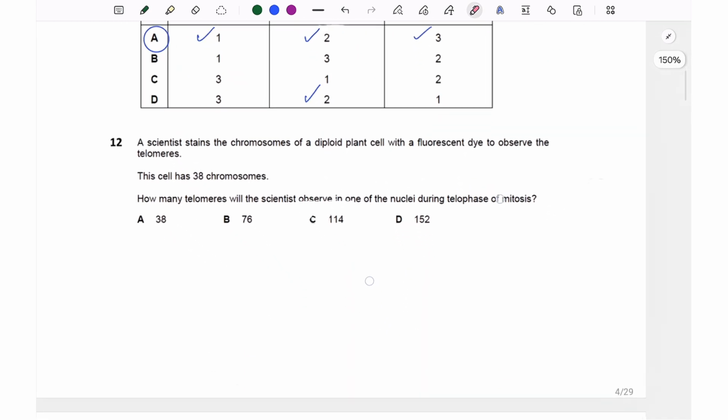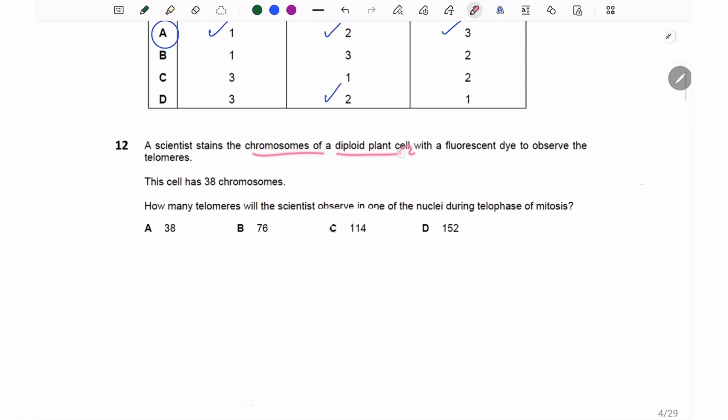Next question. A scientist stains the chromosomes of a diploid plant cell with a fluorescent dye to observe the telomeres. This cell has 38 chromosomes. How many telomeres, the protective ends, so it's going to be 4 on each, in case you have 2 sister chromatids together. But let's see what's happening here. How many telomeres will the scientist observe in one of the nuclei during telophase of mitosis.